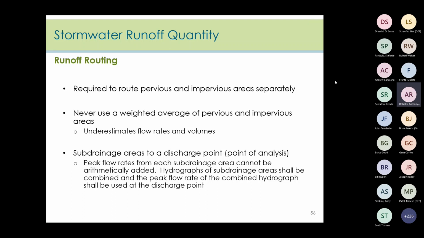If an offsite discharge point or point of analysis receives runoff from several sub-drainage areas, the peak flow rate at the discharge point cannot be an arithmetic sum of the peak flow rates from each of the sub-drainage areas. The hydrographs from each sub-drainage area should be combined to find the peak flow rate at the discharge point.